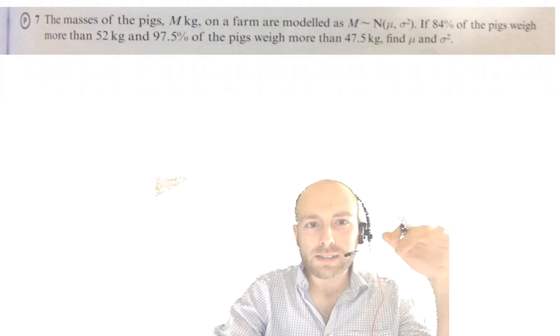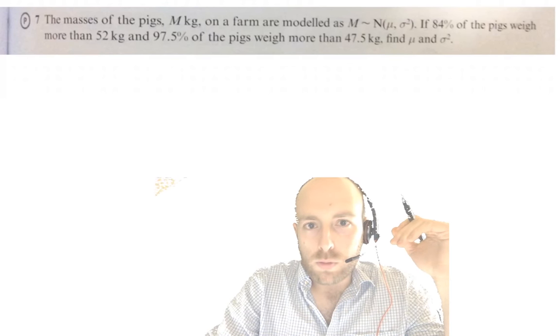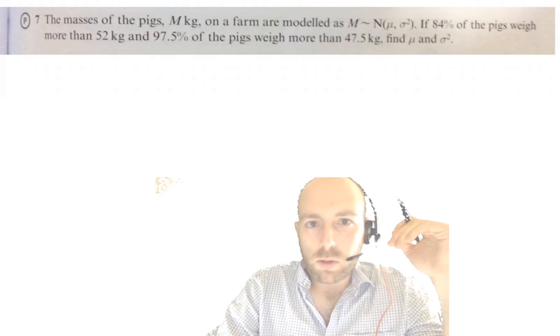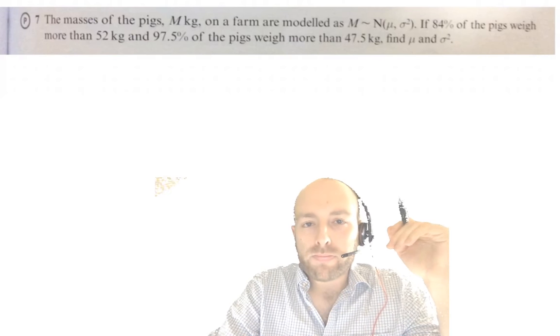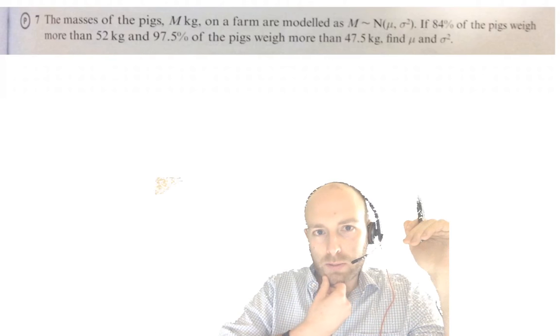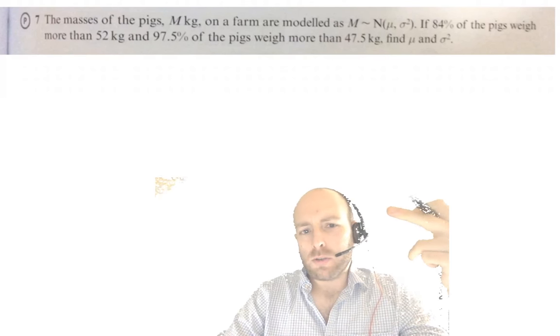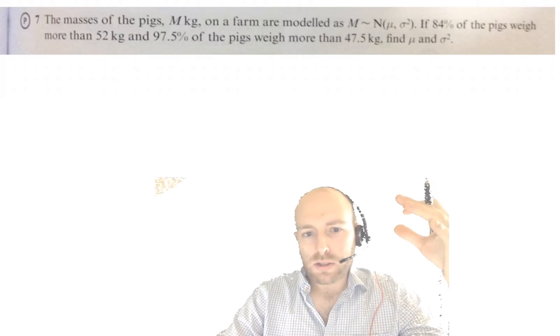The masses of pigs on a farm are modeled with a normal distribution. We've got an unknown mu and an unknown sigma. They say if 80% of the pigs weigh more than 52 and 97.5% of pigs weigh more than 47.5, find mu and sigma. Because we've got 2 unknowns, we're going to have something to do with simultaneous equations.